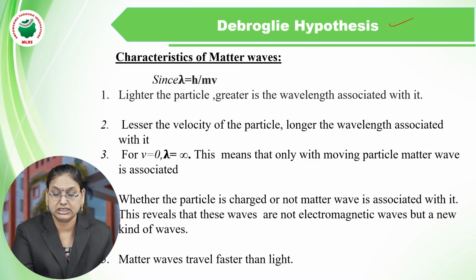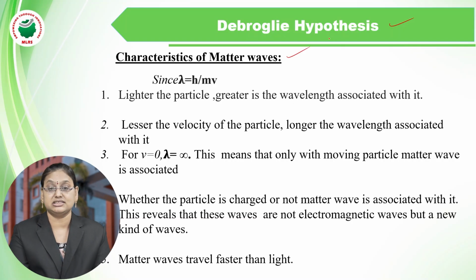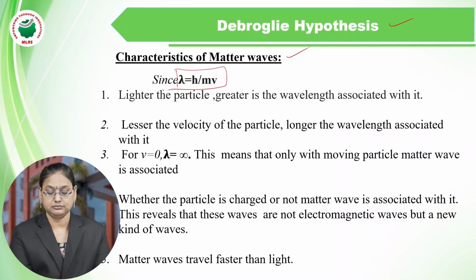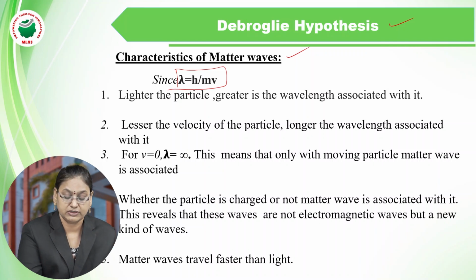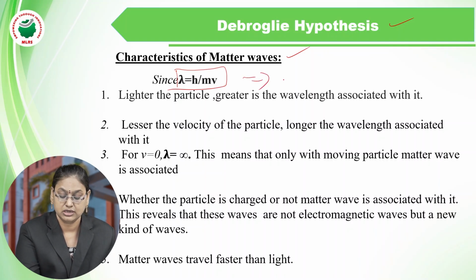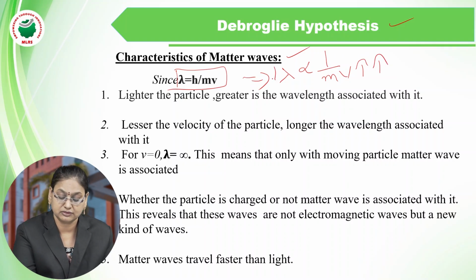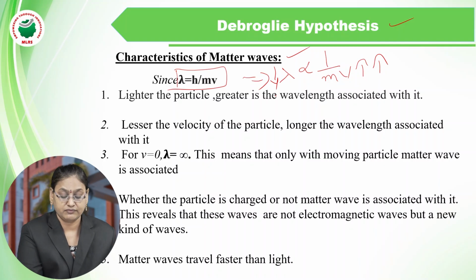Characteristics of matter waves. In de Broglie hypothesis, we will see what are the characteristics of matter waves. So we know this equation, lambda is equal to h by m into v. From this equation, we can see that lambda is inversely proportional to mass and velocity. That is, if the mass or velocity of the particle is more, then the wavelength will be less. So what is the first characteristic?